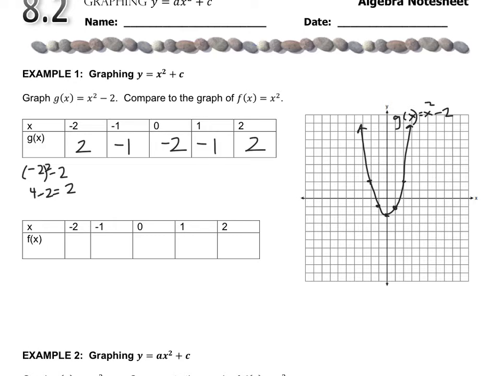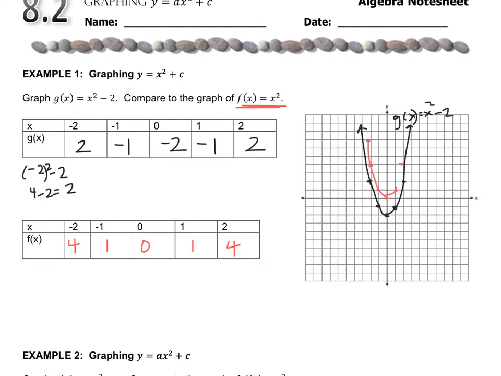So now it wants us to compare it to our parent function, so let's just do that. It's got a chart underneath. We have f of x, then we're just squaring it, so that's 4, 1, 0, 1, 4. And now let's go and graph. Negative 2, 4. Negative 1, 1, 0, 0. 1, 1, and 2, 4.